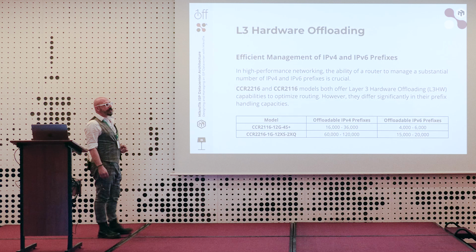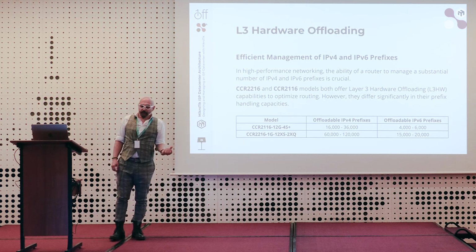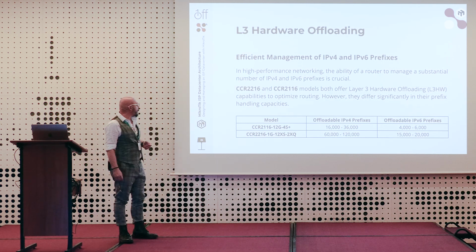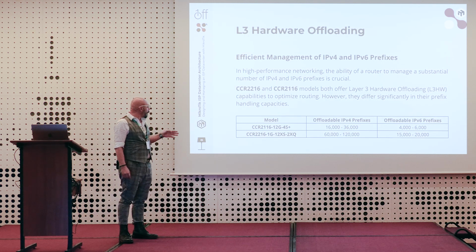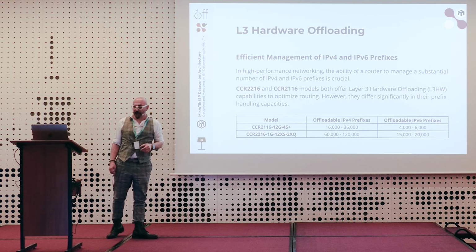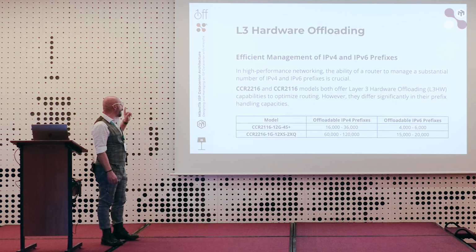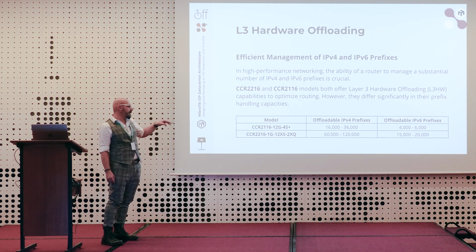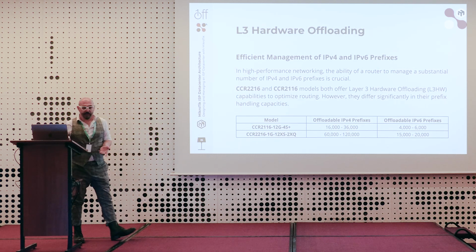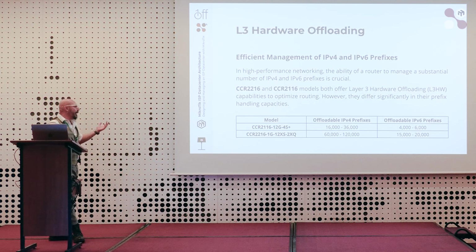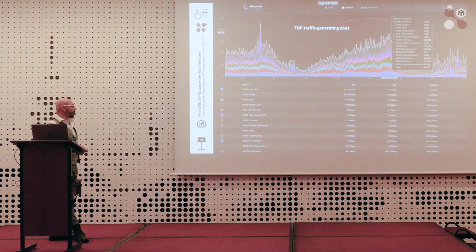Of course, it depends on the model. Cloud Core Router 2216 is able to offload up to 120,000 prefixes in IPv4, and the 2116 only 36,000. It depends on the network and on what we want to do.